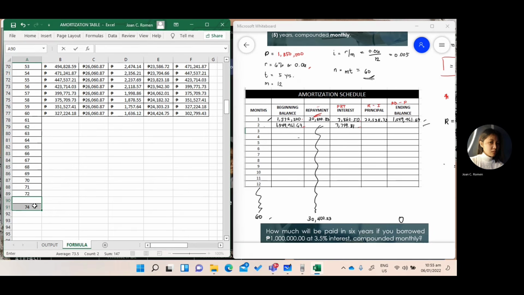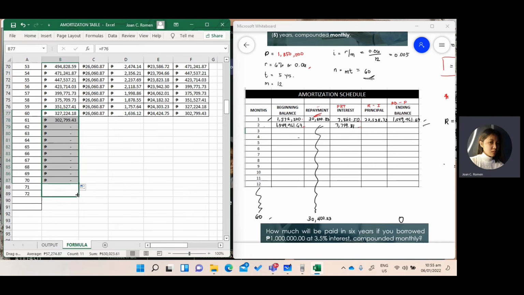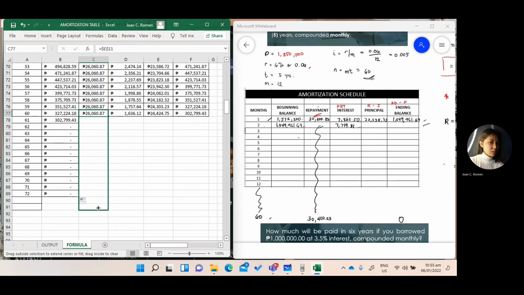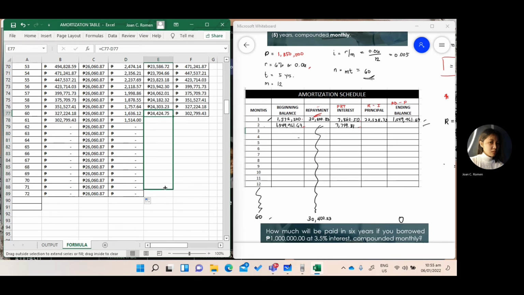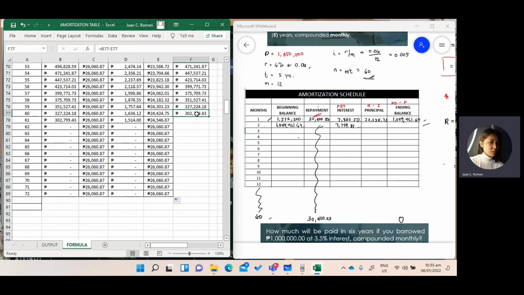Okay? And then next, eto, click mo lang, then highlight lang tayo pababa hanggang sa 72 na term, 72 na months. Yan, so click lang tayo ulit. Copy nyo lang din. Okay, so blanco pa to, ibig sabihin hindi pa nako-compute. Okay, so next, copy mo lang ulit.